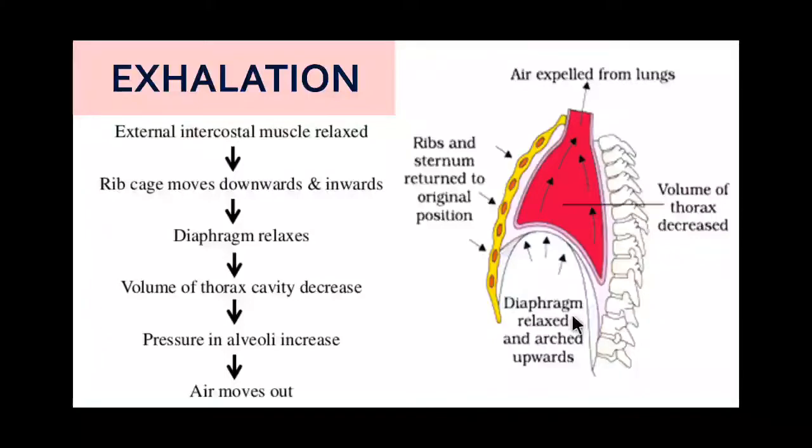Then the diaphragm relaxes and becomes dome shaped, and there is a decrease in the size of the thoracic cavity. Now this decrease in the size of the thoracic cavity makes the air pressure inside the lungs increase, and hence the air moves out, that is, air is expelled out from the lungs.